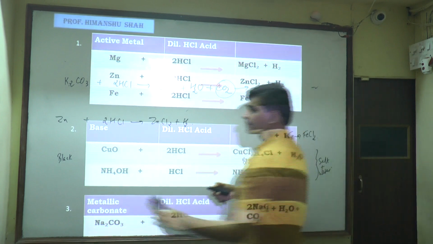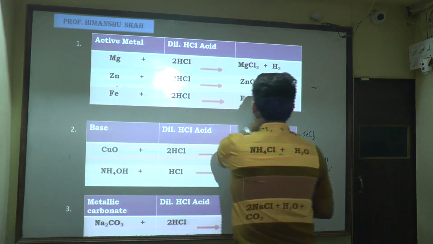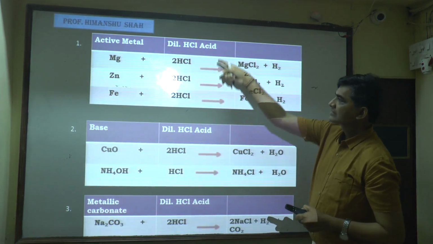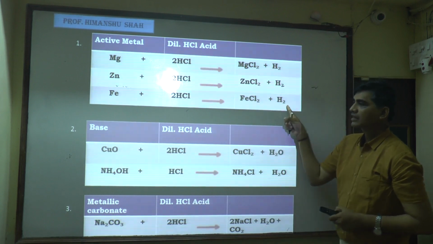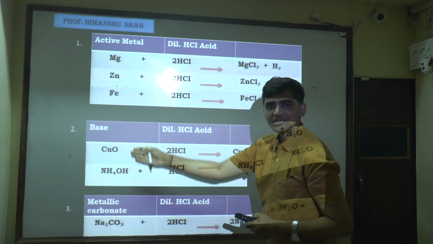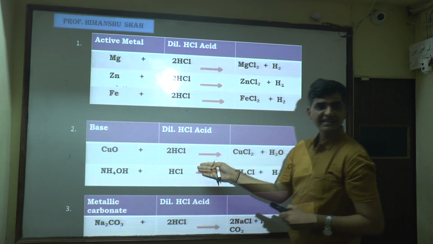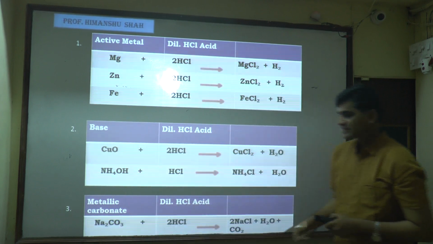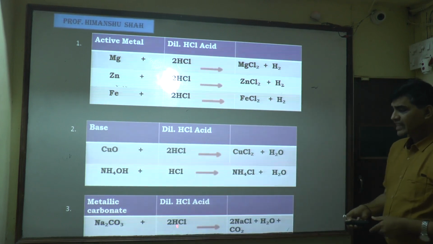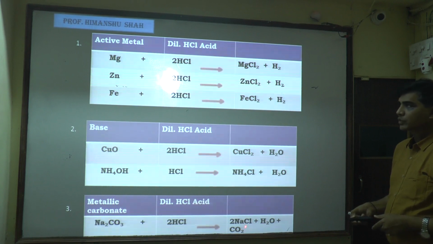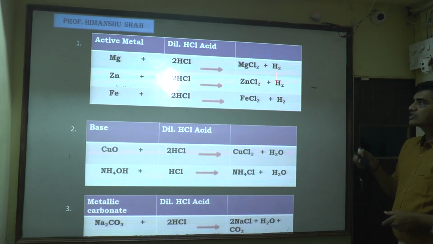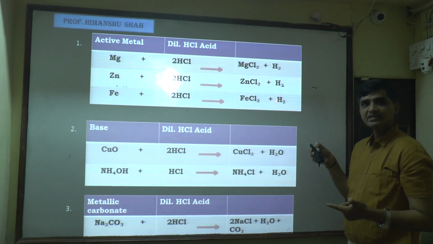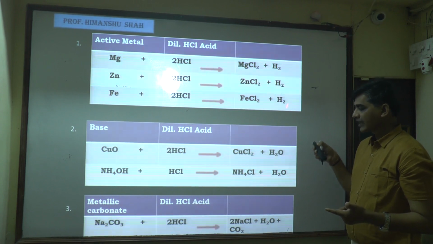Next, I have given a summary of some reactions. A metal reacts with acid to give salt and hydrogen. Metallic oxides and hydroxides treated with HCl acid give salt and water. Sodium carbonate, as we have discussed, reacts with HCl and gives salt, water and CO2. In all these, hydrogen gas is evolved, which is a colorless, odorless, neutral gas that burns with a pop sound with a pale blue flame.